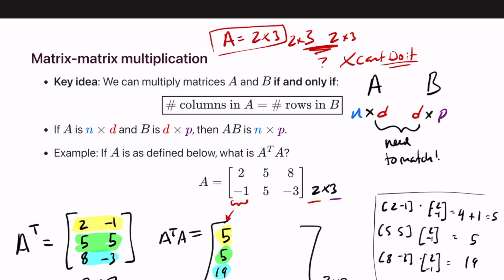What would be the very last value here, right? So we'll have something here, here, here, and here. But what's this very last one? Just so that we're all on the same page, this very last one would be 8 and -3, because we're going to go through all the columns again for A transpose. So 8 and -3 by, you guessed it, 8 and -3, which goes 64 plus 9, 73.